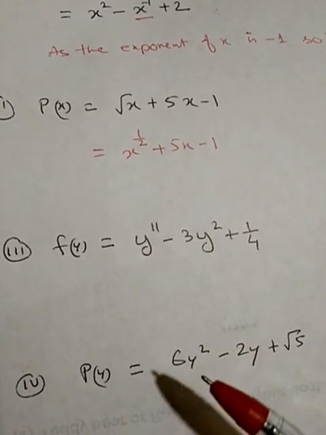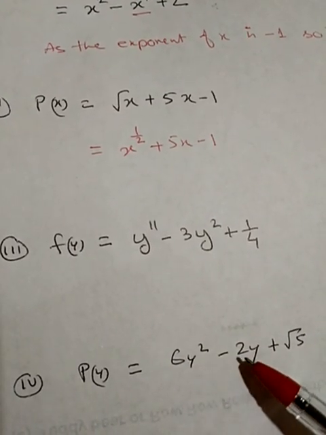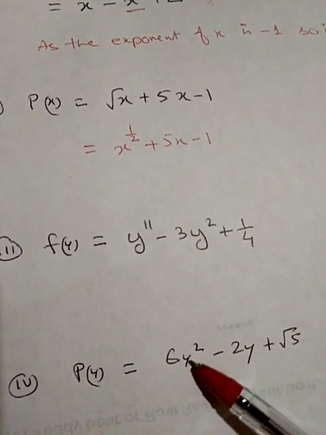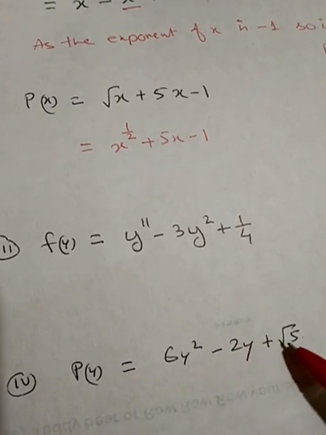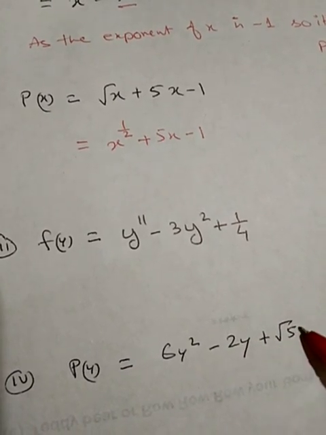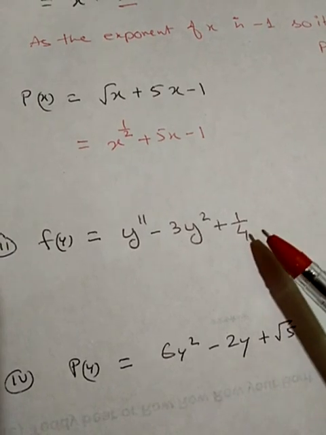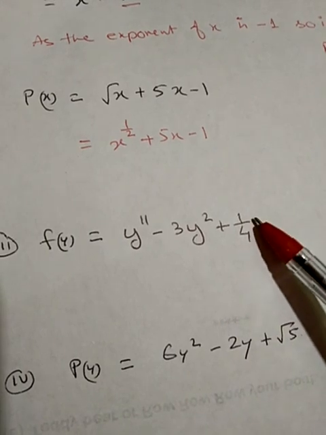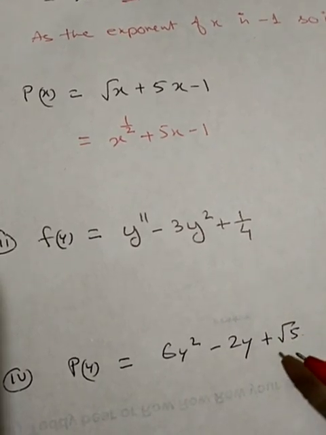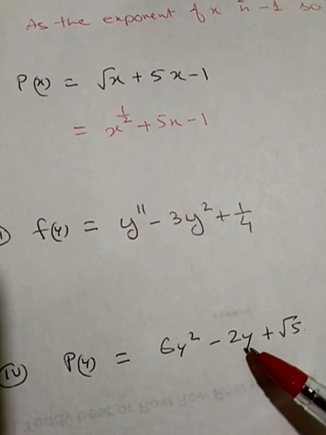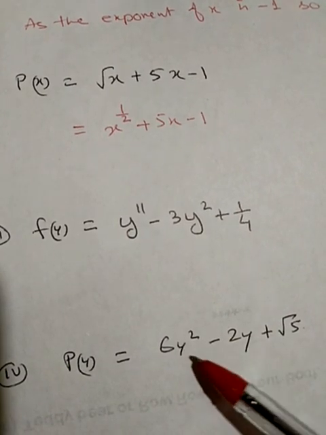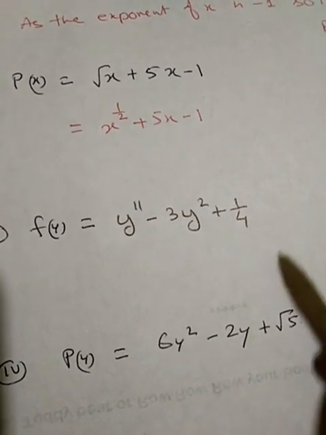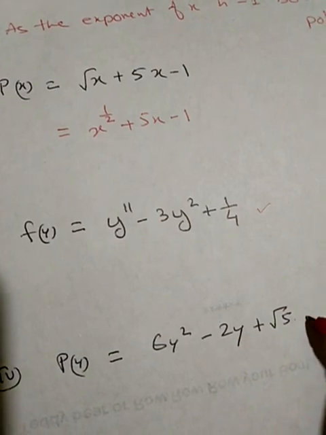Similarly, the fourth example, 6y square minus 2y plus root 5. So here also the exponent of y is a whole number, it is 2, it is 1. Though here also 5 has a root over it, but as in the previous example, a constant can have a root over it or it can be in the denominator also, it doesn't matter. We have to see only the variable, that means the exponent of the variable, and they must be whole numbers, and that is why these two can be polynomials.